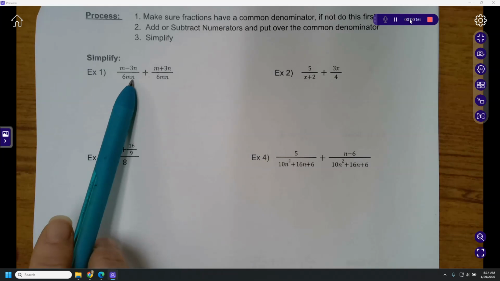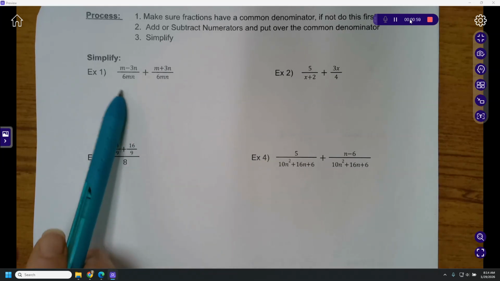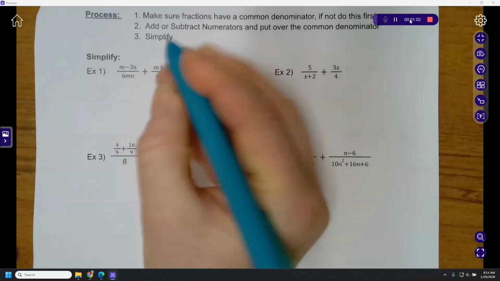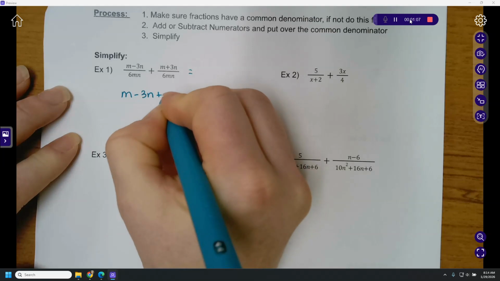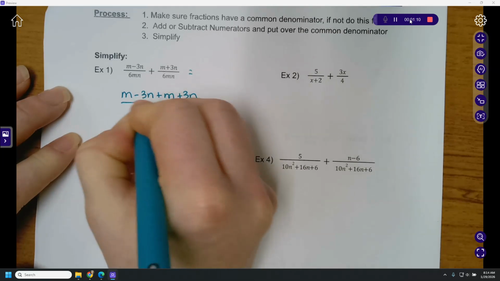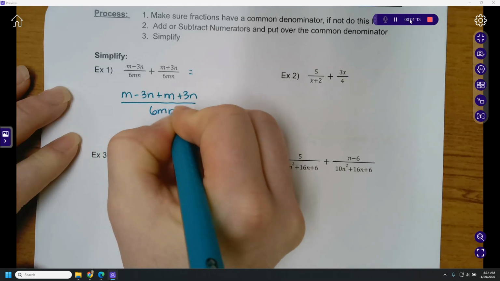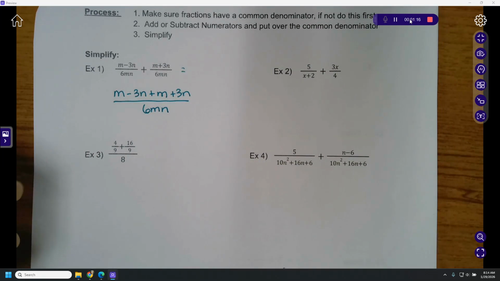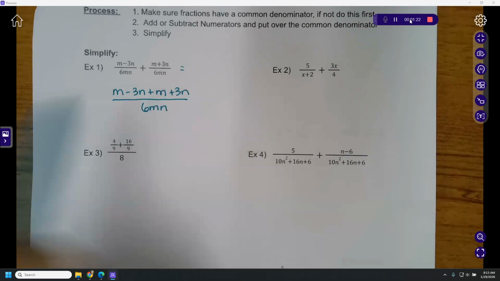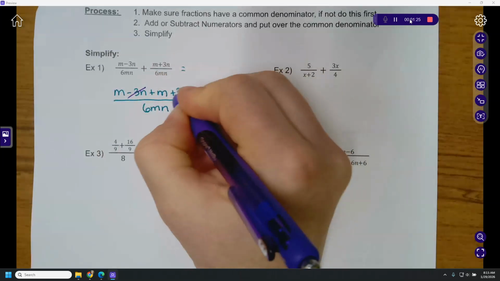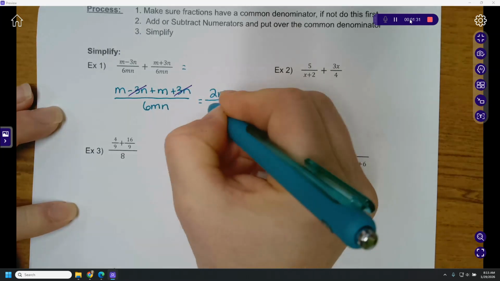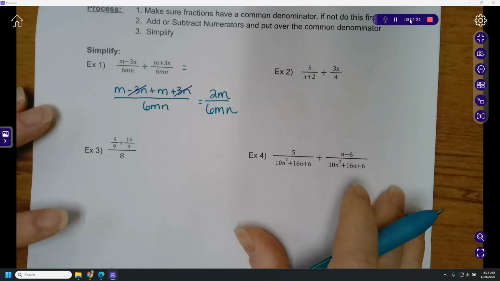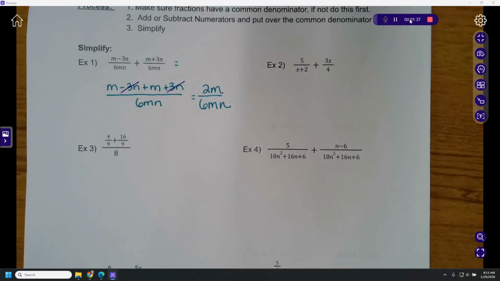Example 1, we check and we notice the denominators are the same. And so I can go ahead and add my numerators. So I add m minus 3n plus m plus 3n and put it over one common denominator. Then I'm going to simplify. What simplifies here is my minus 3n and plus 3n are going to give us 0, and m plus m is 2m. So I have 2m over 6mn. So that's the adding part.